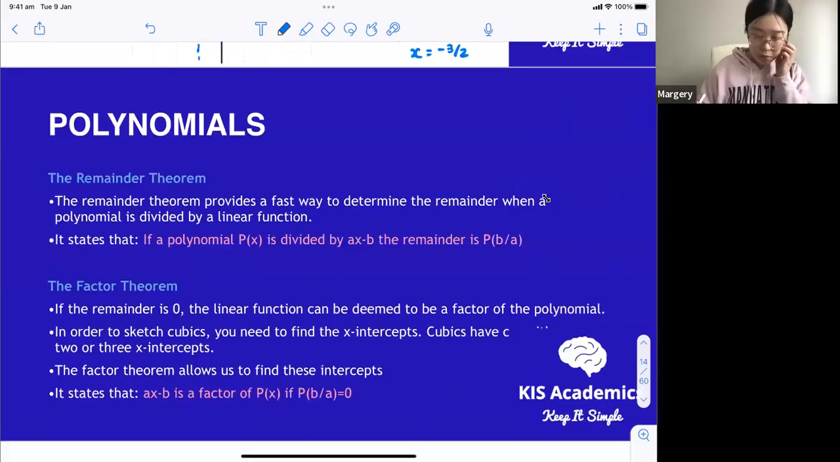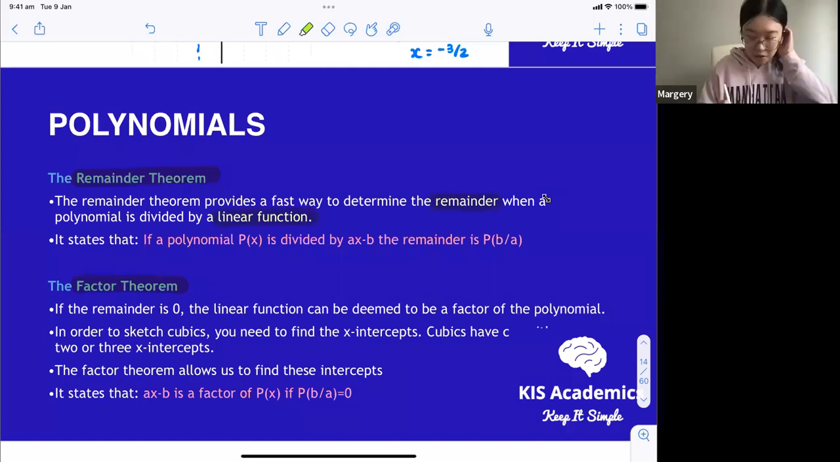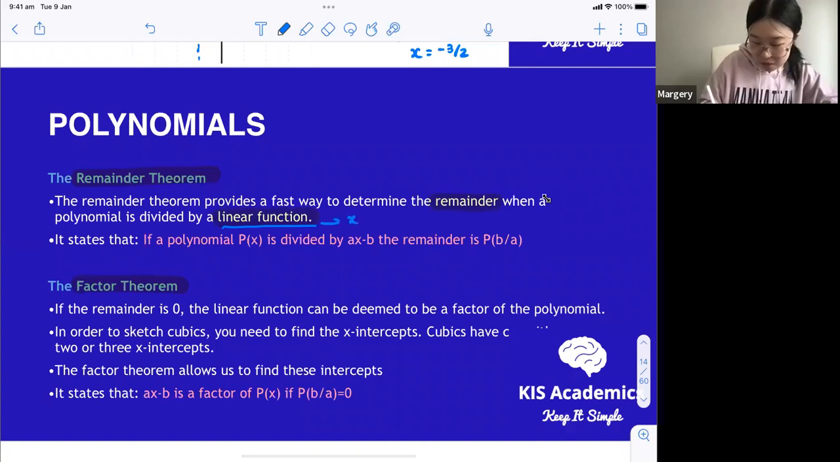So polynomials come up quite often in 3-4 in terms of sketching and factorizing and all that. There are two theorems that you might have seen before, the remainder theorem and the factor theorem. The remainder theorem provides a fast way to determine our remainder when a polynomial is divided by a linear function. It's important to note that we can only use this theorem if we're dividing by a linear function, something like x plus 3 or 2x plus 1, etc.